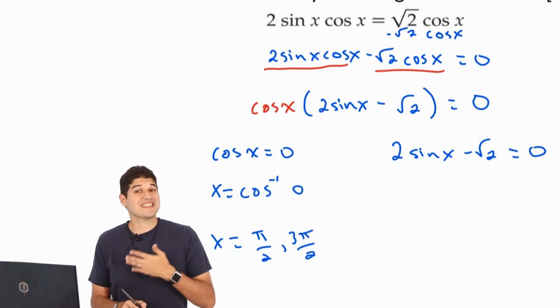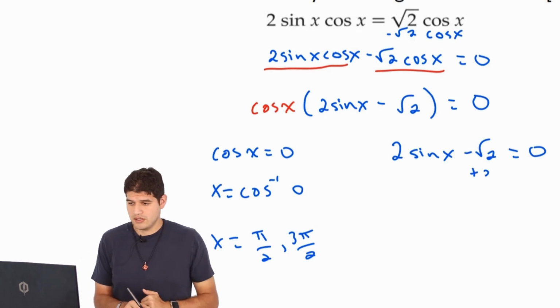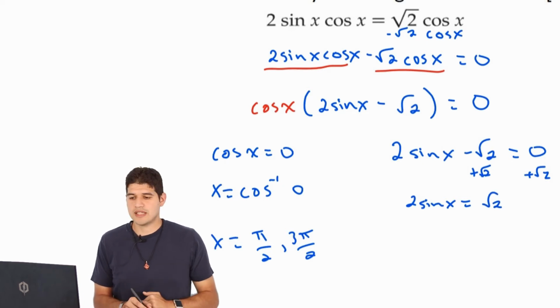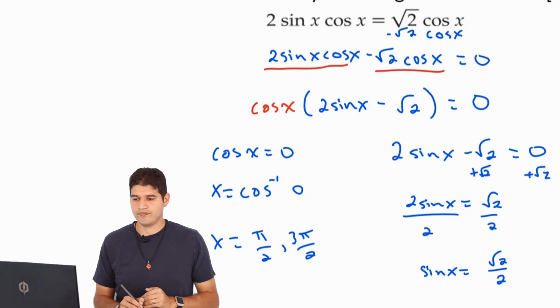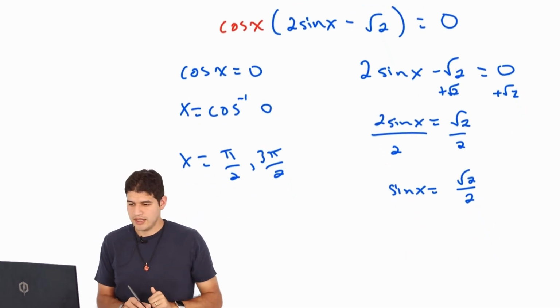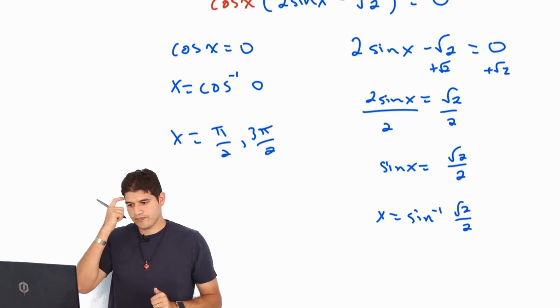So I'm going to solve for sine of x in this case. I'm going to add square root of 2 to both sides, and I'm going to get 2 sine of x equals square root of 2. And I'm going to divide both sides by 2. Okay, so sine of x equals the square root of 2 over 2. Now I'm going to take the inverse sine. So x equals the inverse sine of the square root of 2 over 2.